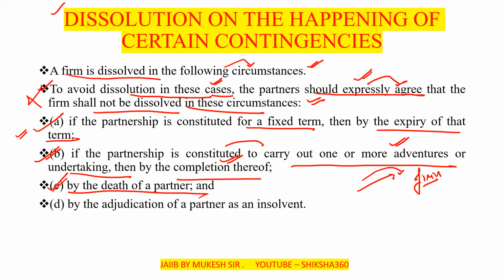Or by the adjudication of a partner as an insolvent. Even in that case, they will continue the firm. Adjudication, as I have already told you, means making a formal judgment, that is, a judgment is to be made against a partner, like in a disputed matter.